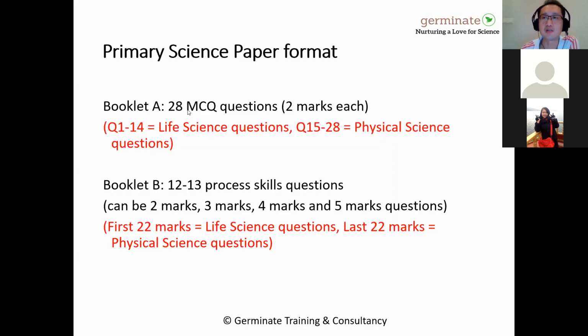That means all these questions have to do with living things. Then the next 14 questions have to do with physical science, the non-living things. For booklet B, it's the same. It has been 12 questions for the past 3 years. So the first 6 questions, taking the first 22 marks, will be on life science, and then the next 22 marks will be on physical science. That is how the paper is separated in terms of life science and physical science. It's good that the paper is set this way because it is quite balanced in terms of the topics being tested.